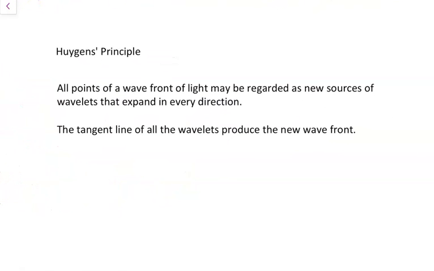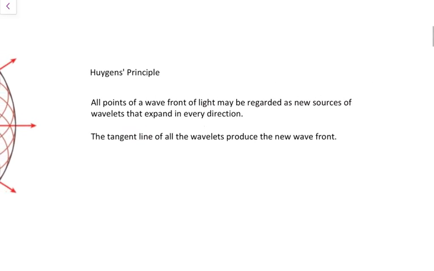All points on a wavefront of light may be regarded as new sources of wavelets that expand in every direction, and the tangent line of all the wavelets produces the new wavefront. Okay, what the heck are wavelets? And what do you mean by this tangent line to the wavelets?